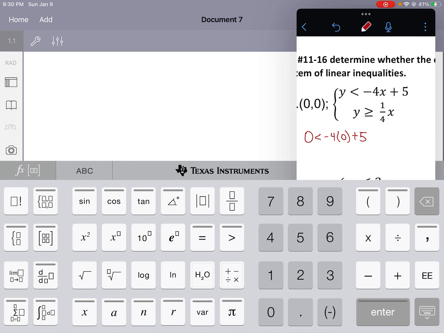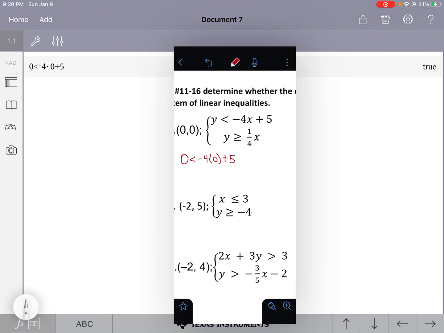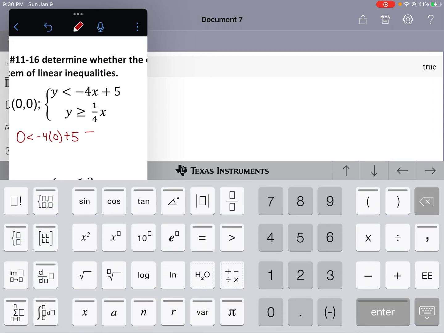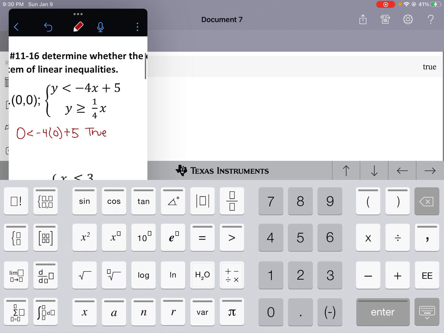Then all I'm going to do is type that into my calculator. So 0 is less than -4 times 0 plus 5. I press enter. It tells me it is a true statement, which means now I need to check the second equation.